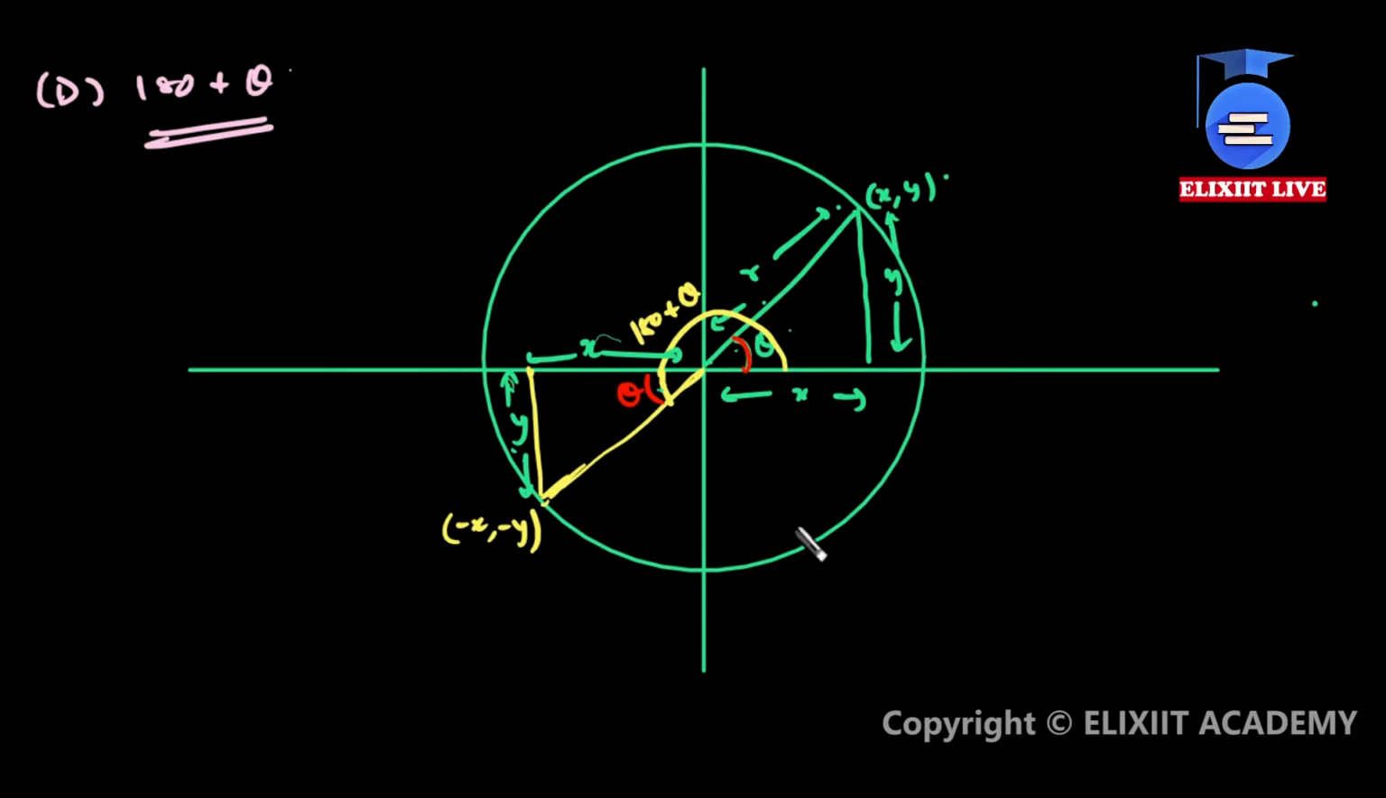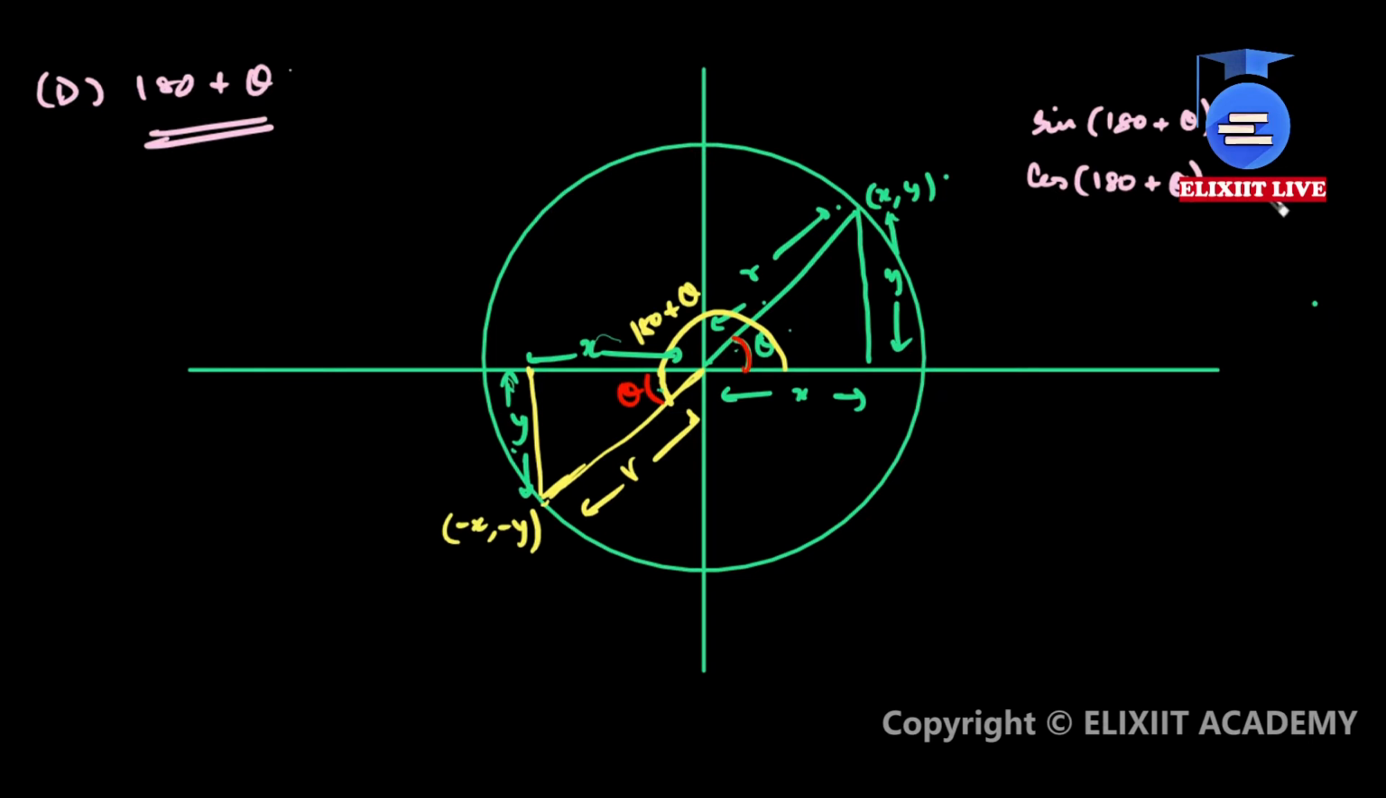Simple. Again the same logic. What are we trying to figure out? This is your r distance, the radius r. We need to figure out sine 180 plus theta and cos 180 plus theta.